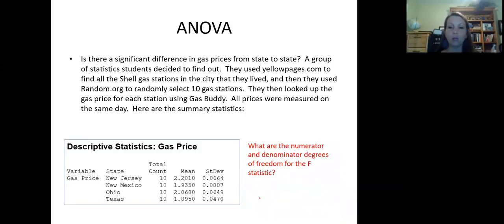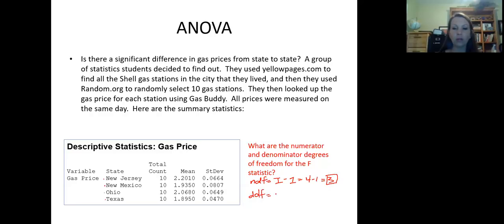Next up, what are the numerator and denominator degrees of freedom for the F statistic? This is basically the only calculation that I can ask you to do for this chapter, because most everything else we're going to just take straight from the Minitab output. But it's not too hard to calculate these degrees of freedom. For numerator degrees of freedom, we have I minus 1. I is the number of groups being compared. In this case, we have 4 states or 4 groups that we're comparing. So numerator degrees of freedom is 4 minus 1, or 3.